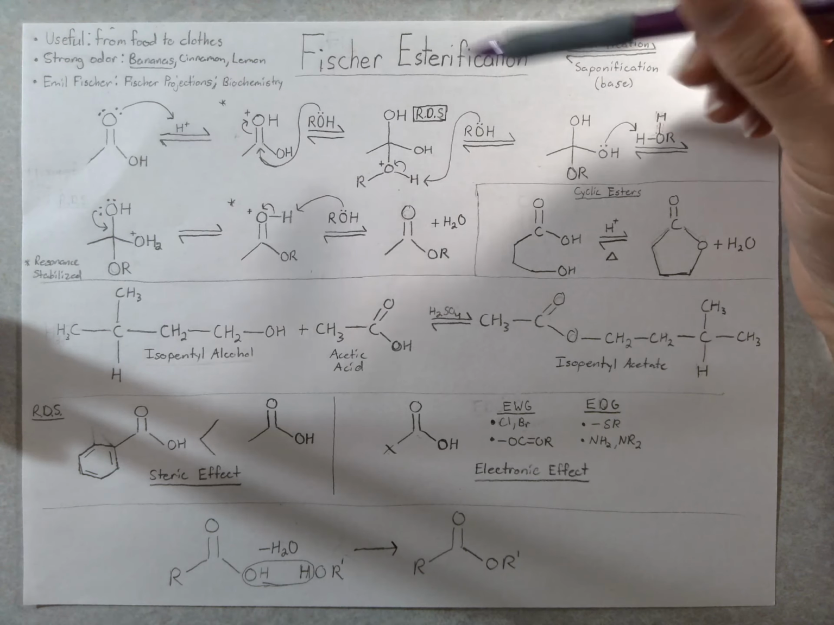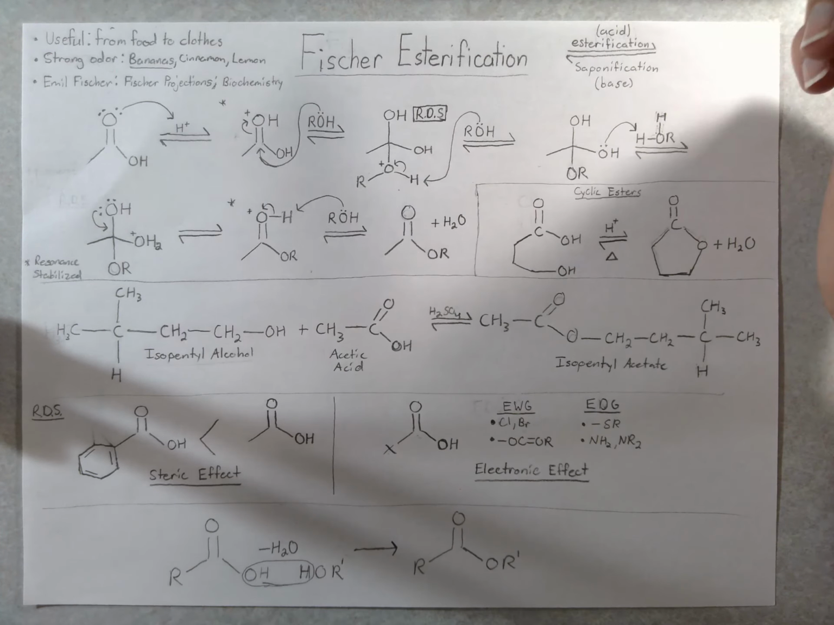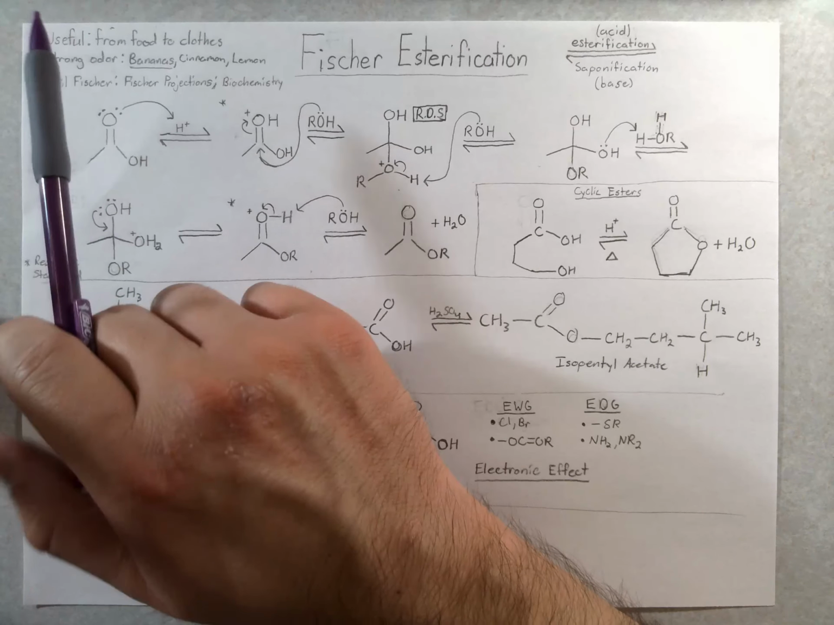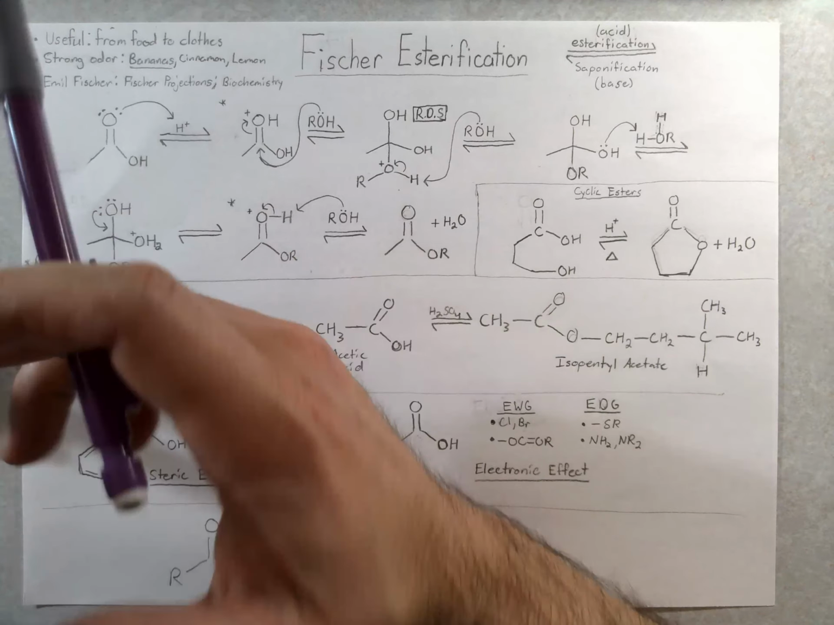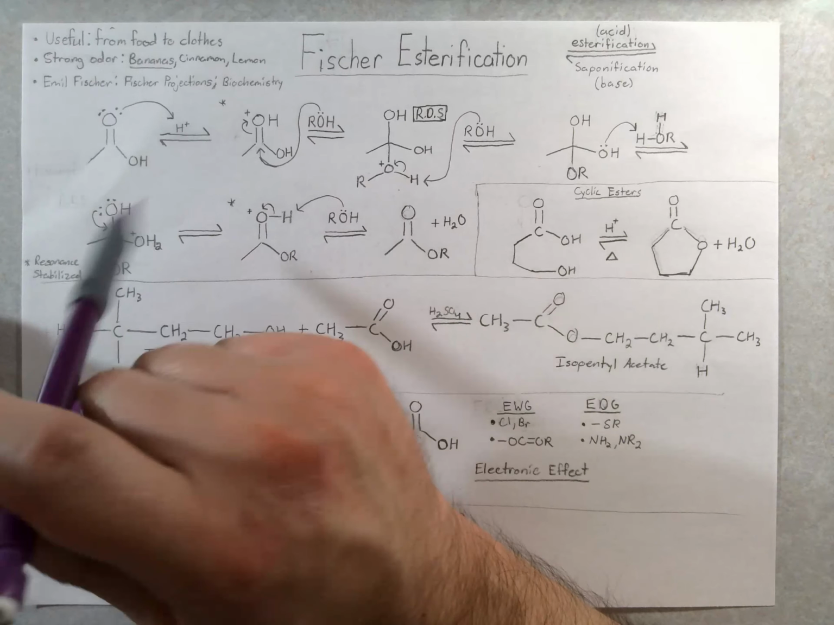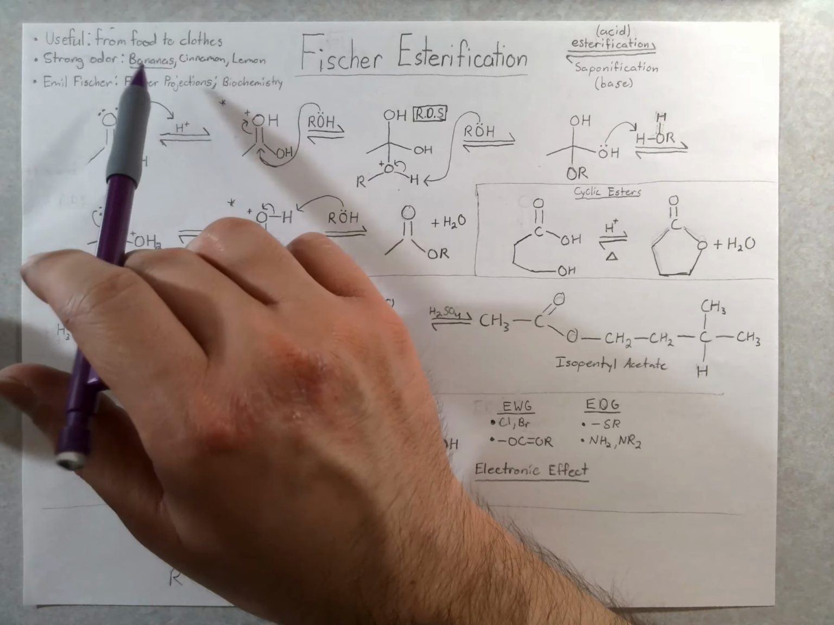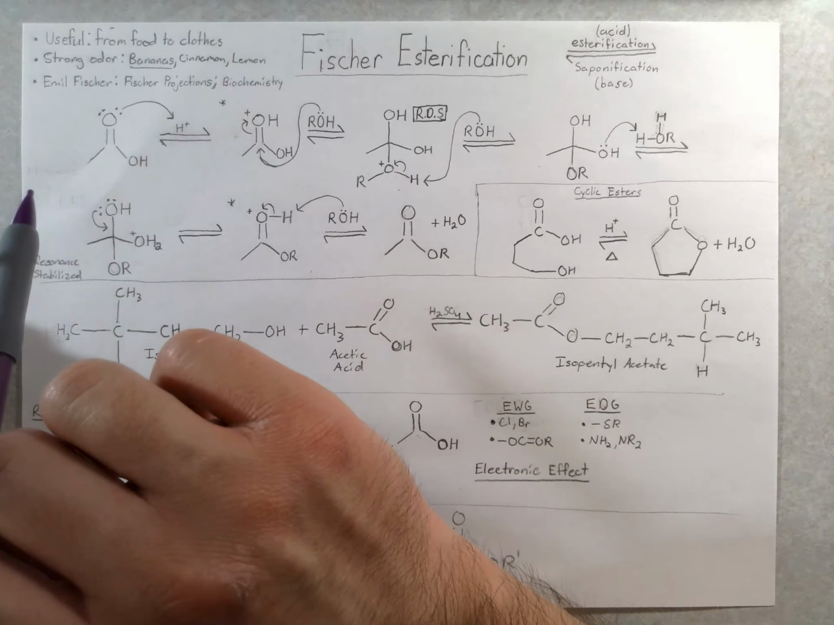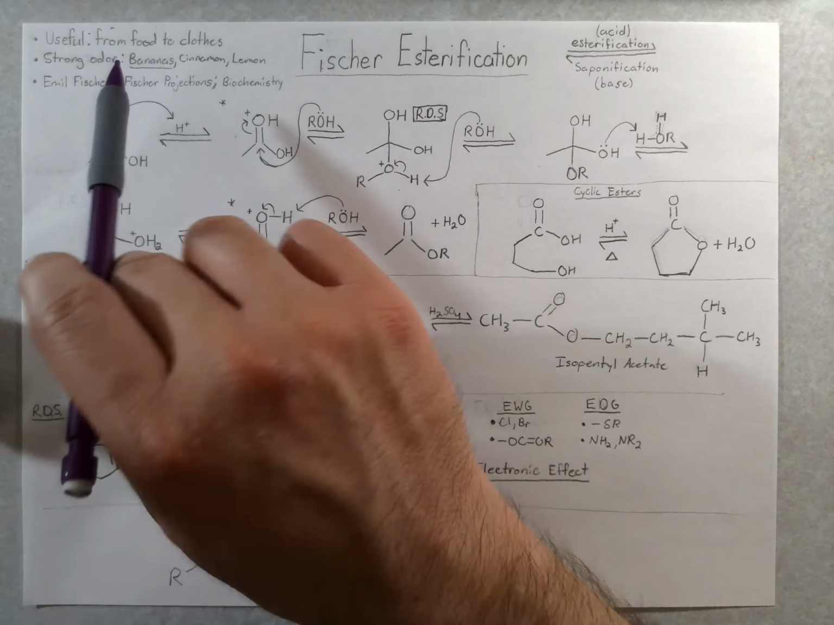Hello class, today we'll be going over Fischer esterification. Now, esters are quite prevalent in our society. They're quite useful. They're used from food, such as artificial sweeteners, even to clothes. I'm sure you've heard of polyester. As well, they tend to have a strong odor, so they can often smell like bananas or cinnamon or lemon. And with the experiment that we'll be doing, we're forming isopentyl acetate, which has the smell of bananas.